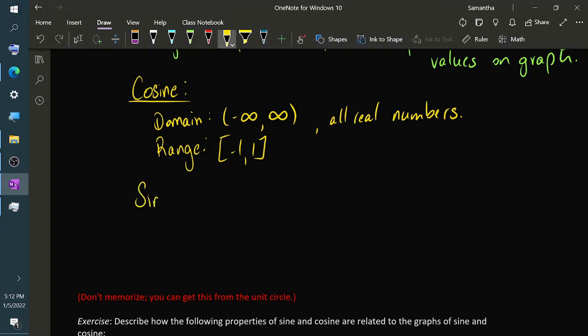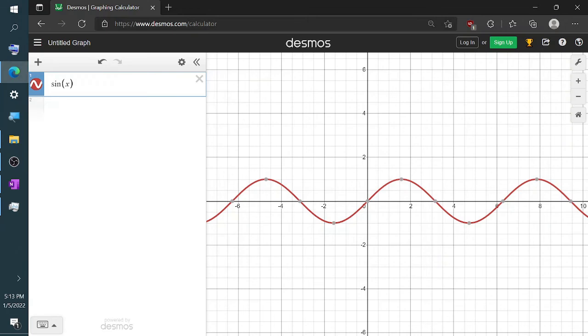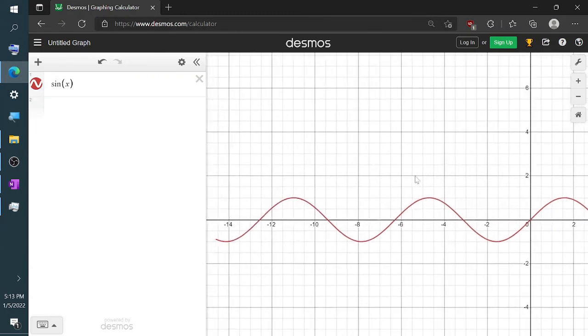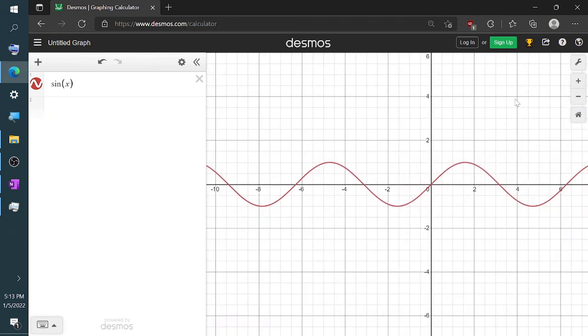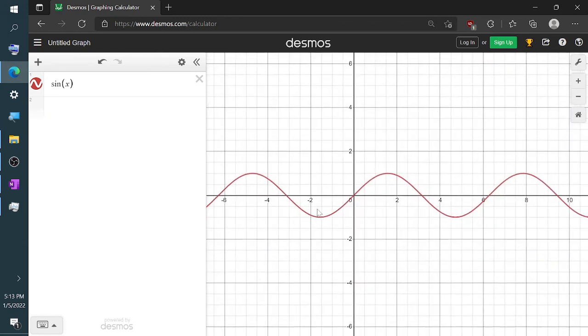Now what about for sine? If I graph sine, because it's really only a horizontal shift of cosine, we still get the same domain stretching all the way from -infinity over to +infinity, and we still get exactly the same range, going from -1 at the lowest to +1 at the highest.